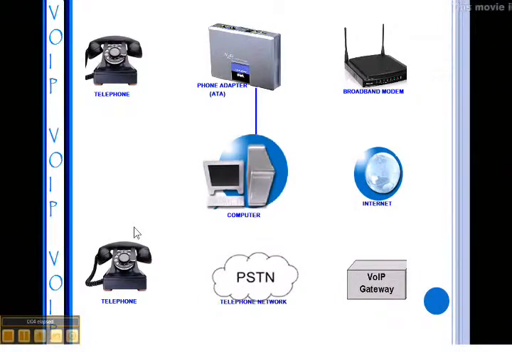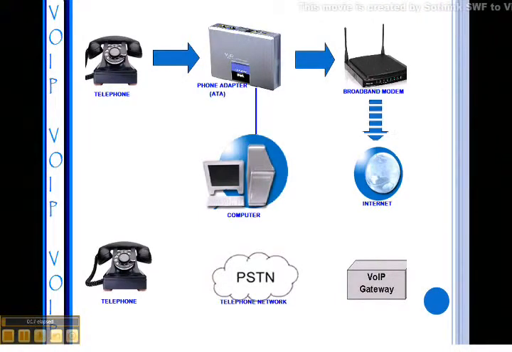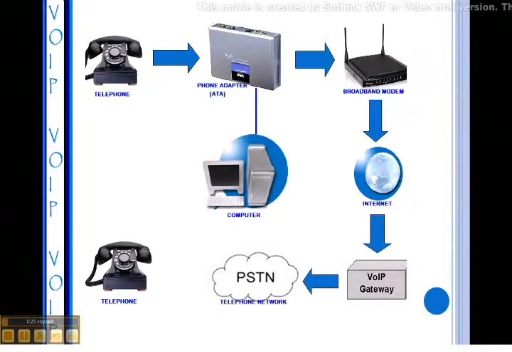First, voice is converted by an ATA from an analog signal to a digital signal. It is then sent over the internet to a location that will be close to the destination. Then it will be converted back to an analog signal for the remaining distance over the traditional circuit switch. Your call can be received by traditional telephones worldwide, as well as other VOIP users.